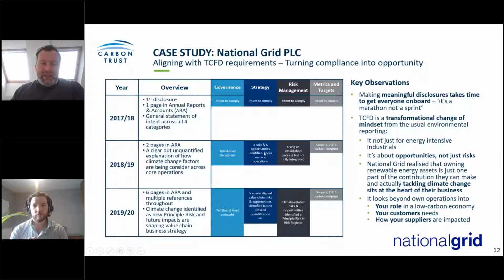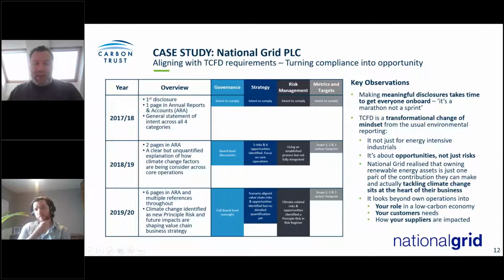I think in terms of the strategy, you can see how it went from only a couple of years ago, they had 3 risks and 6 opportunities identified, through to most recently, they've basically now got a scenario that talks about how climate-related risks affect their whole value chain. And they've clearly identified what the opportunities are, but still not yet quantified that. And I think what really stood out in their most recent report is that under the risk management, climate-related risks and opportunities were now identified as a principal risk in their risk register. So you can see how this transition has changed over time.